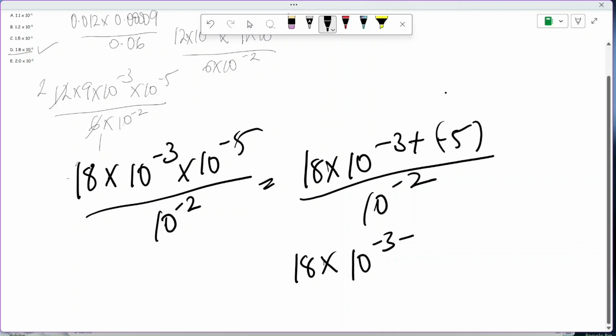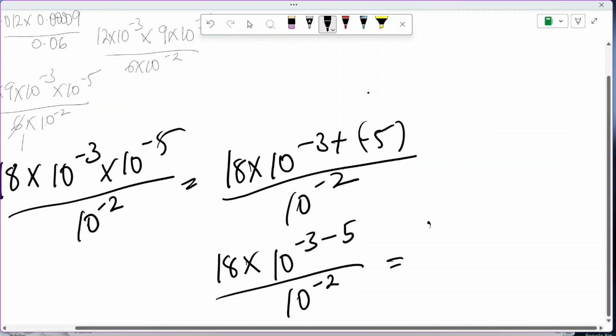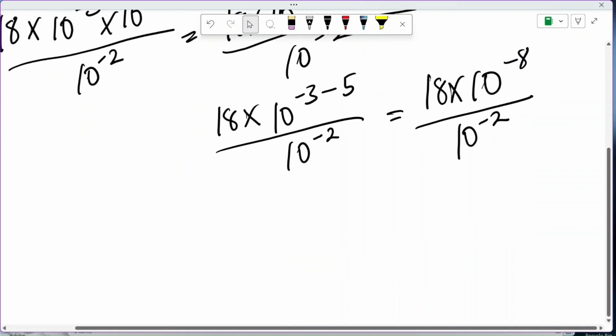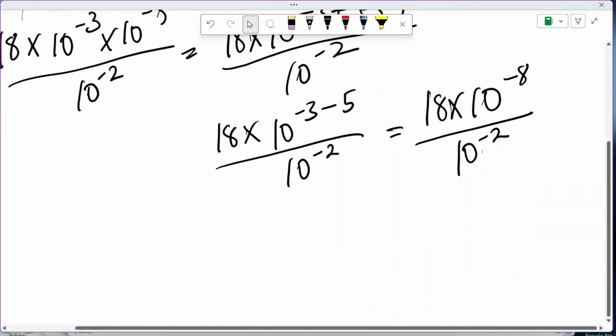It turns to negative 5 over 10 raised to power minus 2. We have it as 18 times 10 raised to power minus 3 minus 5. You are owing 3, you are owing 5, you'll be owing more, so you're owing 8. That's minus 8 over 10 raised to power minus 2. You move back into this, you're owing 3 and you're owing 5. In total, let's say you're owing 3 oranges, you're owing 5 oranges. In total, you're owing 8 oranges. That's why we have this.